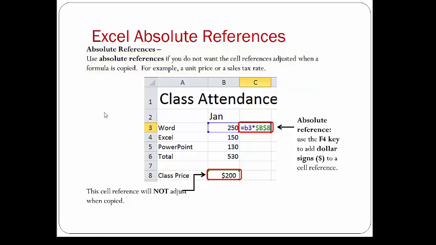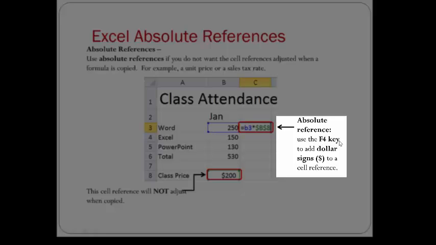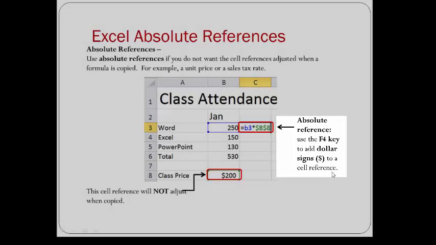In this example, I'm keeping track of payment for classes. Because the class price does not change, the class price in cell B8 should be entered as an absolute reference. So notice, to determine the class price, the formula begins with an equal sign and then calculates the attendance of each class, for example B3, times the class price B8. Because the class price contained in cell B8 will not change in the formula, B8 is entered as an absolute reference. In order to identify a cell as an absolute reference, you'll simply press the F4 key, which will add dollar signs to the cell references.